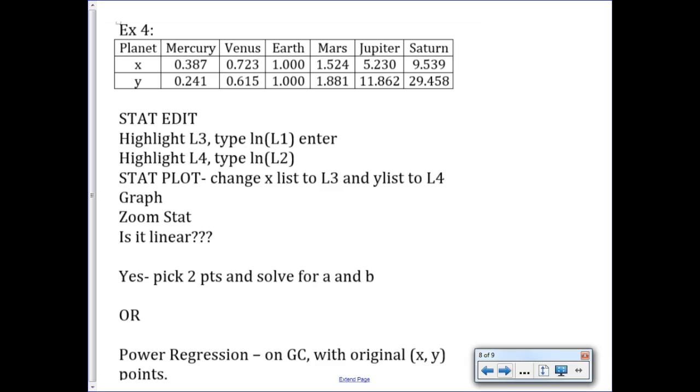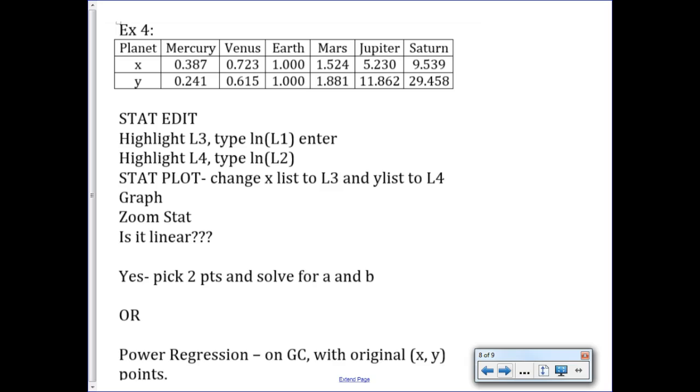So we're going to go into stat edit. We're going to type our x values into L1. We're going to type our y values into L2. Then, just like we did before, go over to L3 and up to that header, and you're going to type the natural log, but this time you're going to put the natural log of L1. And then you're going to go over to L4 and do the natural log of L2. So then when you go into stat plot, we're going to change the X list to L3 and the Y list to L4. Graph, zoom stat.